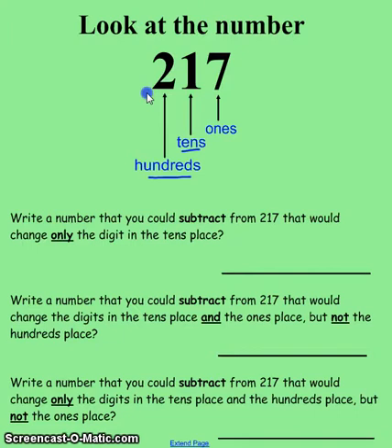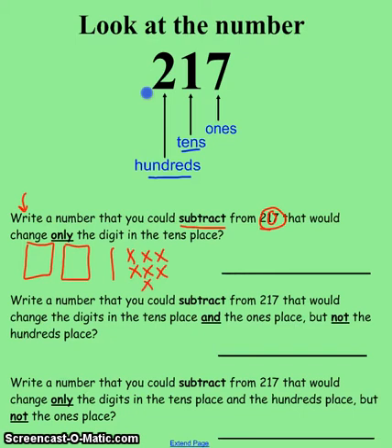So if you look at the number that is here, the question says, write a number that you could subtract from 217 that would change only the digit in the tens place. So we want the tens place to change. Students have been asked to visualize the number. So we make 200, 110, and 7 ones.